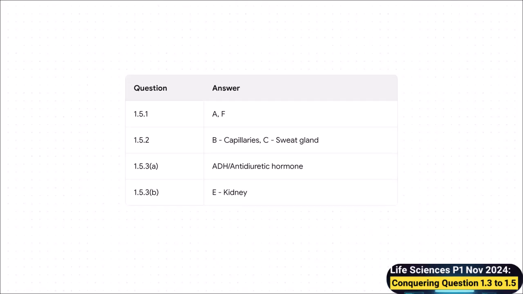And here are the answers. See, no big secrets. A and F are the endocrine glands. B and C are all about temperature. And for water regulation, the hormone is ADH, which acts on the kidney at E. Every single question has a clear, direct answer just waiting for you in the diagram.